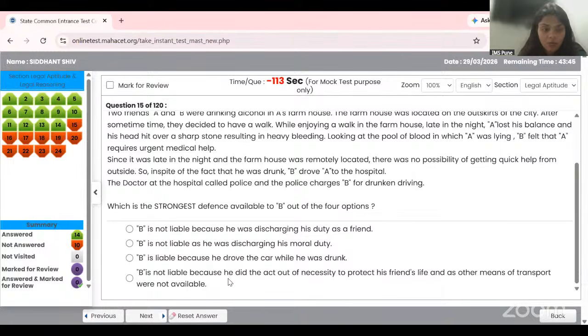Let us look at the last option. B is not liable because he did the act out of necessity to protect his friend's life, and as other means of transport were not available. So this option is following the question which is being asked as well as the principle that is there. So this is our correct answer.